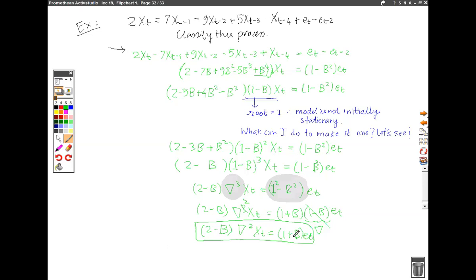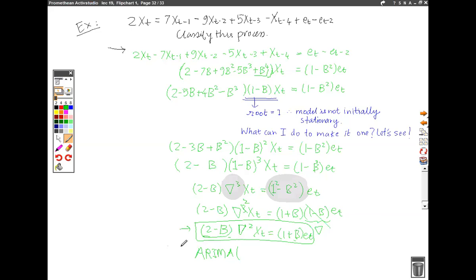So if I were to classify this model now, I will ignore this delta, I will ignore this nabla's power, and I will only look at the other remaining things that I have here and here. So I have to write my classification for this model now. I know that it wasn't stationary in the first place, but now I have made it a stationary model because the root of this equation is only 2, which is in absolute terms greater than 1. So now this model is a stationary model, right?